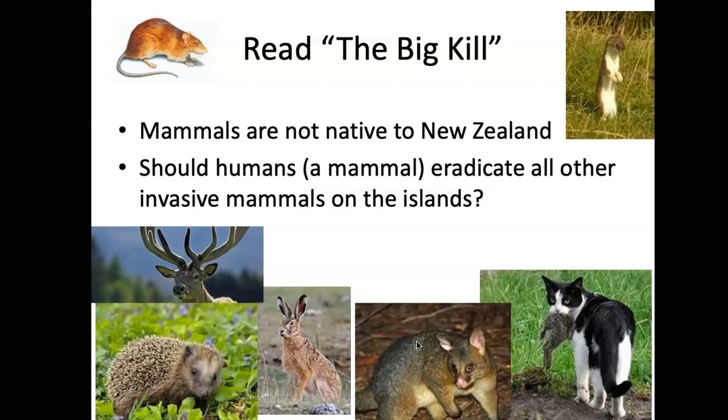So the question that has come up recently among biologists, feuding biologists who have opposing views, is should humans, which by the way is a mammal, eradicate all other invasive animals on the island? So there's an idea that maybe in New Zealand they should get rid of all mammals because it's been invaded by rats and cats, and they're eating away at the local fauna which New Zealand has, which is very unique in its birds. And all these introductions have damaged those populations pretty severely.